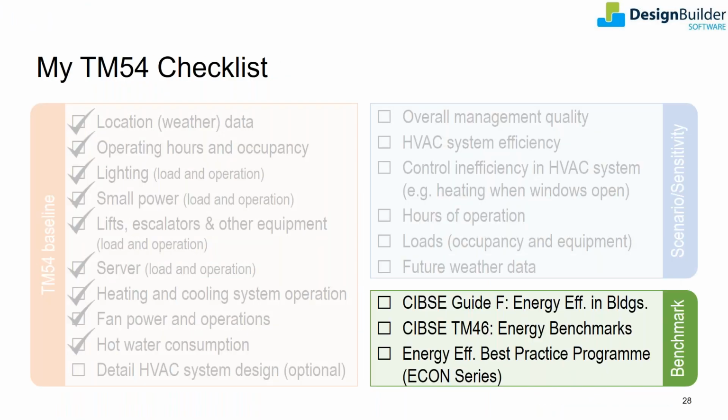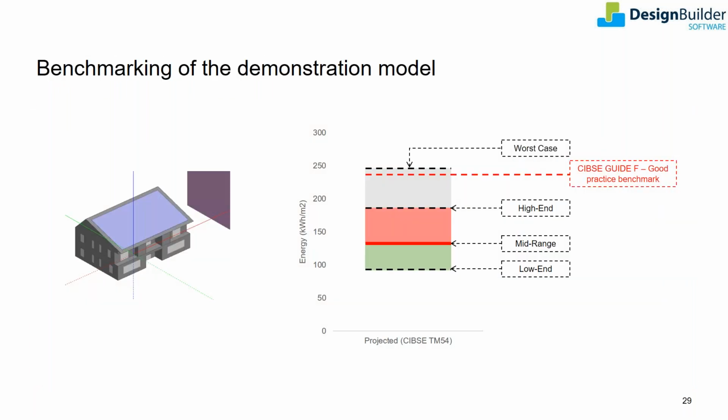So the final part of the TM54 requirement is to compare the calculated performance against benchmarks based on actual building data. Various sources are available for benchmarks in the UK, such as Guide F and TM46, which have been recently updated. Energy Consumption Guide series guides are also there, which are detailed specifically for different building types. These are a bit dated now, but can still be referred to. This is the comparison of our demonstration building against the CIBSE Guide F Good Practice benchmark. The building's design projection along with the high-end scenario is within that limit.